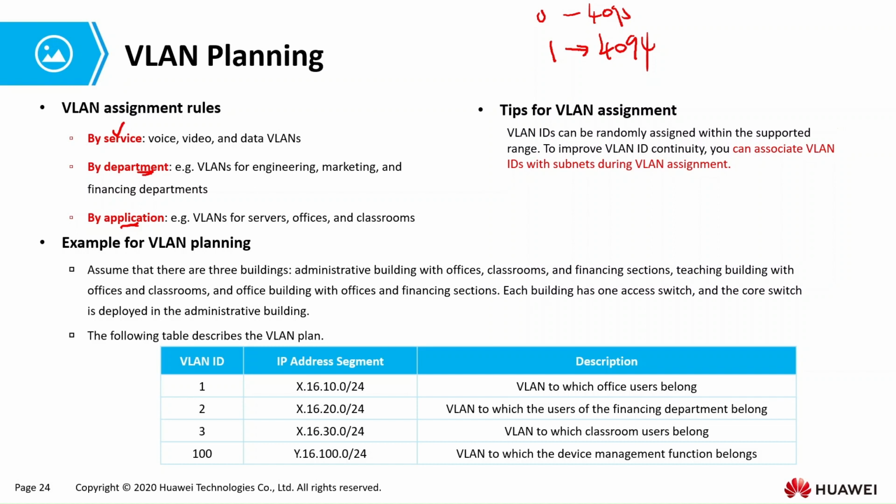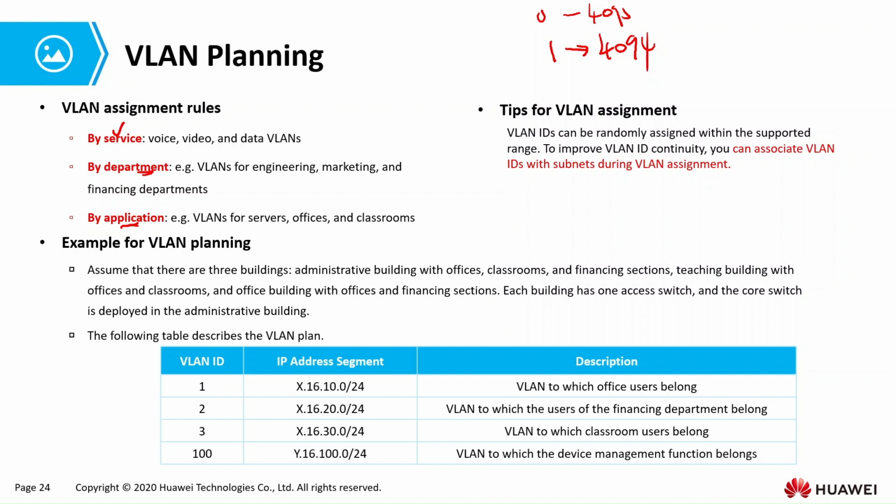So how exactly are you going to do it? They tell you that for each building, you basically assign one access switch there, and the core switch you assign under your administrative building, which means your office building. So how do you assign? Based on your IP subnet. You're going to use a /24, 10, 20, 30. So you just assign your VLAN based on your subnet, 20 and 30.